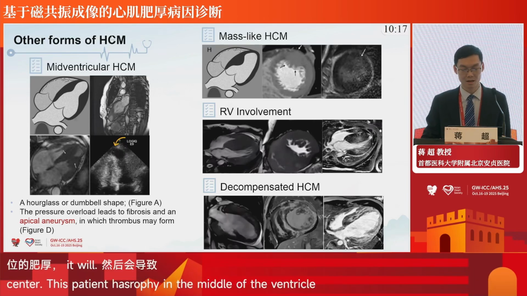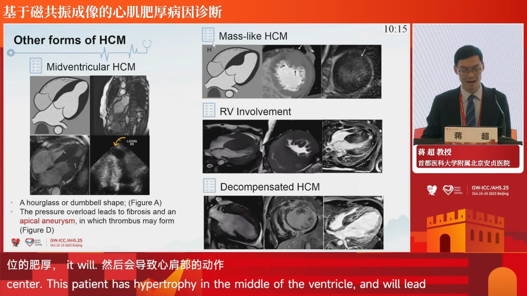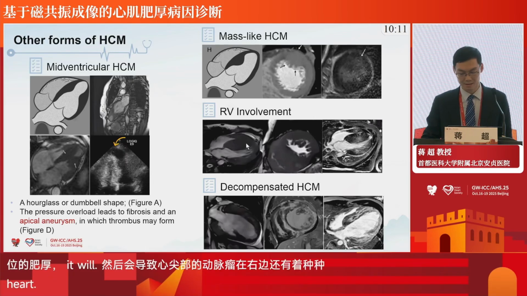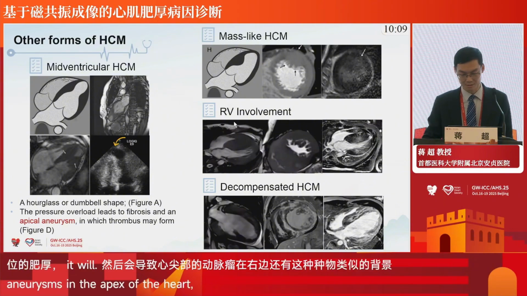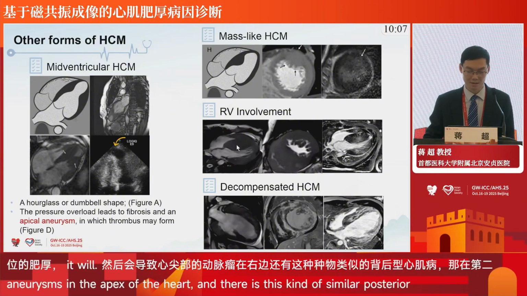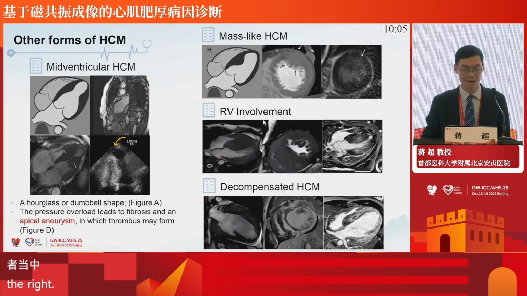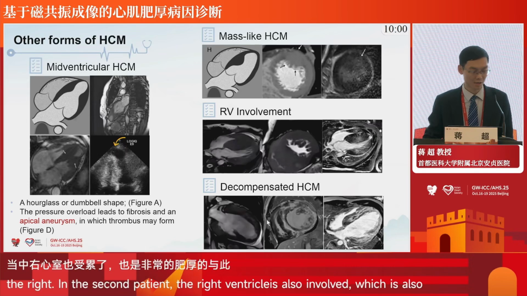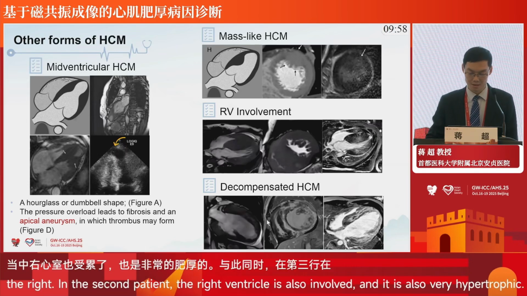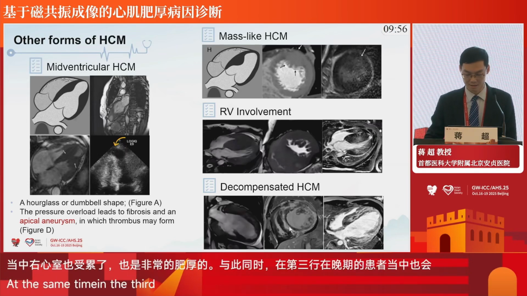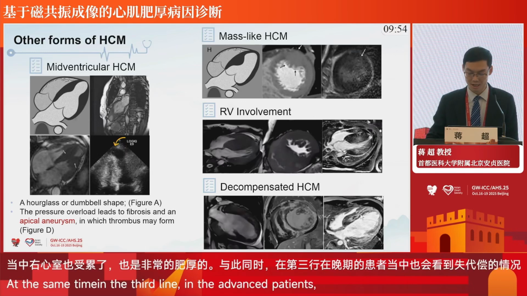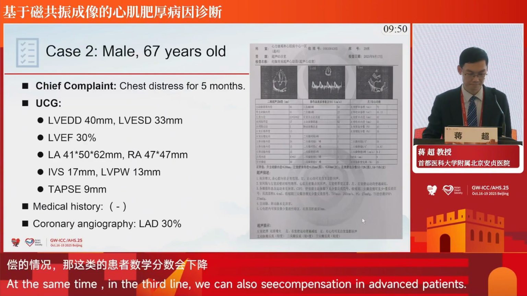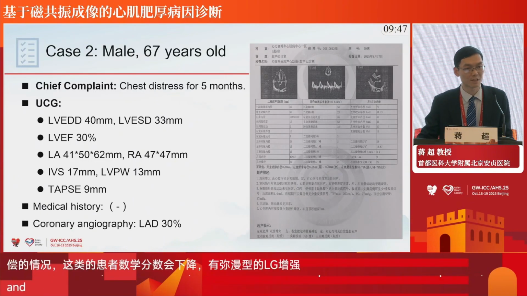Also, we can see mass-like hypertrophic cardiomyopathy, and in this patient, we can see the right ventricle is also very thick. This is RV involvement. And in late stage hypertrophic cardiomyopathy, we can see reduced ejection fraction and diffuse LGE enhancement. And this is the hypertrophic cardiomyopathy.